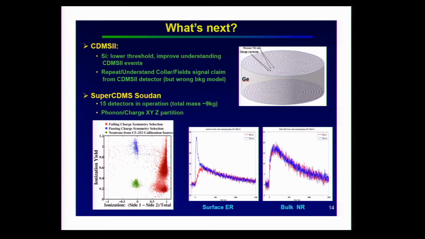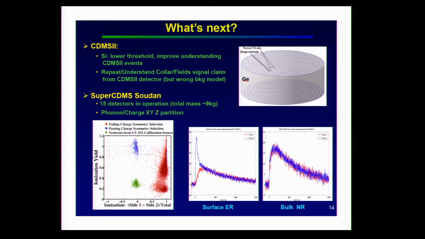You can see here the ionization yield as a function of the charge partition. On side 1, we had an LED source which creates surface events, and you can see the loss of yield, the decreased yield, but it's well separated from the neutron nuclear recoils here. It's a huge improvement in surface event discrimination compared to the timing parameter that we had in CDMS II. So that's very, very good.